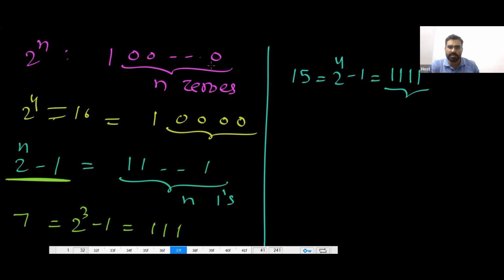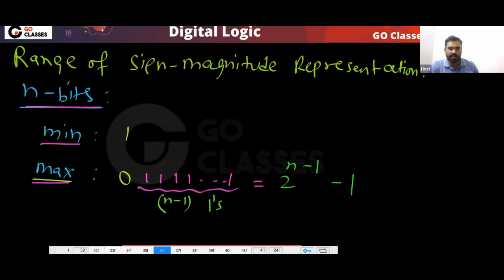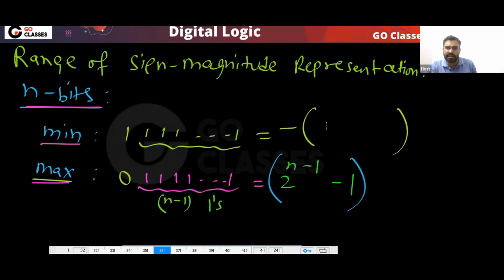That is your n ones. So finally the answer will be, the maximum you can create, that is 2 power n minus 1 minus 1. This is the maximum you can create, and the minimum you can create is negative. Here again you will put all the ones. This will give you the minimum. So the minimum you can create is negative of this, 2 power n minus 1 minus 1.